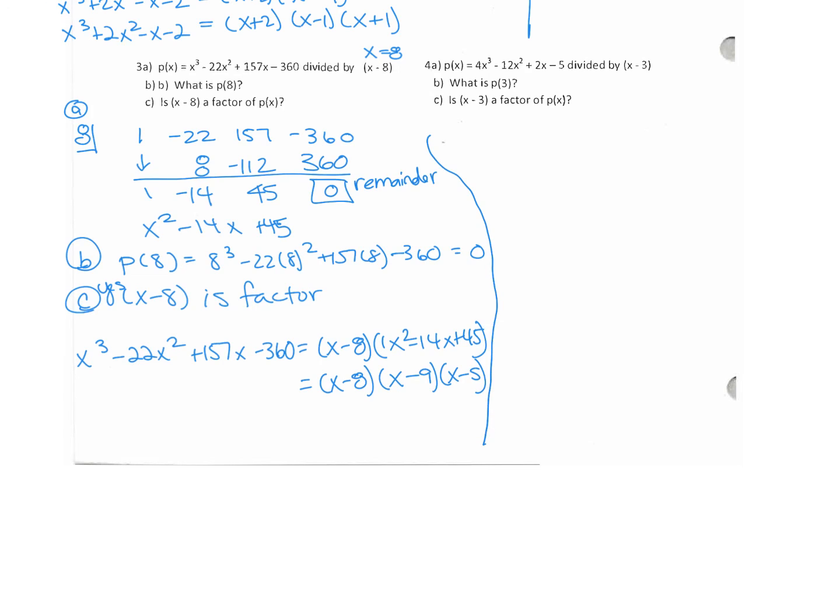Check your answers in our folder. I believe it has the remainder, and I think you're going to get a remainder of 1. And so B would be 1, and then C would be no, it's not a factor. So give that one a try if you haven't already.